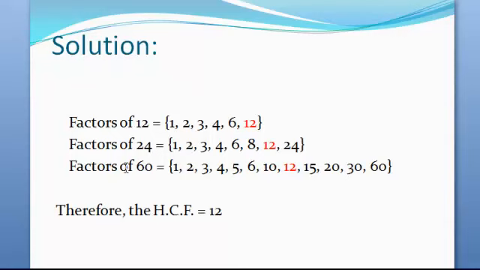And we'll list all the factors of 60, which are 1, 2, 3, 4, 5, 6, 10, 12, 15, 20, 30, and 60. And then we'll look at all the factors for the three numbers and we'll determine which number is the highest number that can be divided into all these three numbers, 12, 24, and 60, without leaving a remainder. And the highest common factor is 12. So 12 is the highest common factor of the numbers 12, 24, and 60. Okay? Let's move on to number 2.